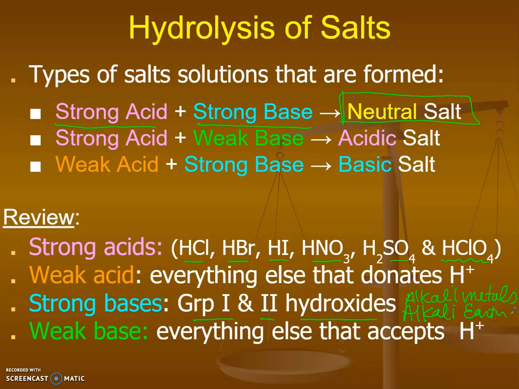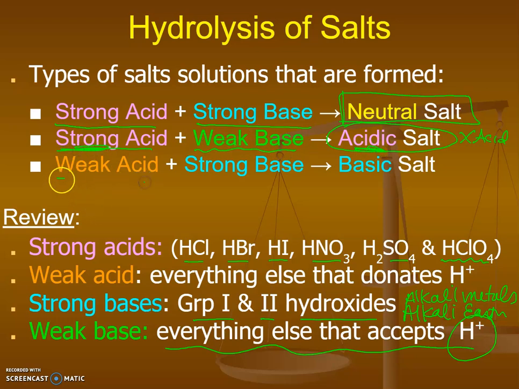Then if you have a strong acid but a weak base, you are going to make an acidic salt, because your acids are going to dissociate more, break up into solution more than the base will. So there will be a more overpowering acidic solution. So what are the weak bases? That's everything else that's going to accept your hydrogen ion. So if you have a stronger acid, it's going to be acidic.